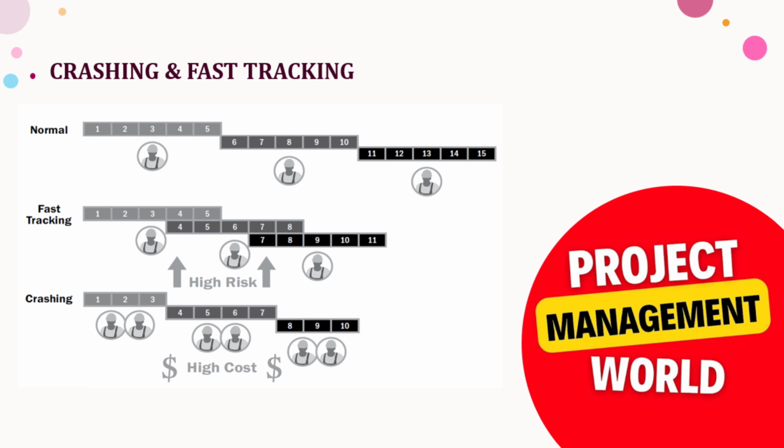And with fast tracking there is a high risk. We may face more risk because doing the work in parallel may increase the complexity, so coordination work will be hampered and so on. So fast tracking is high risk. And in crashing, obviously if we add more resources we have to spend more money. So that is a simple example of crashing and fast tracking.